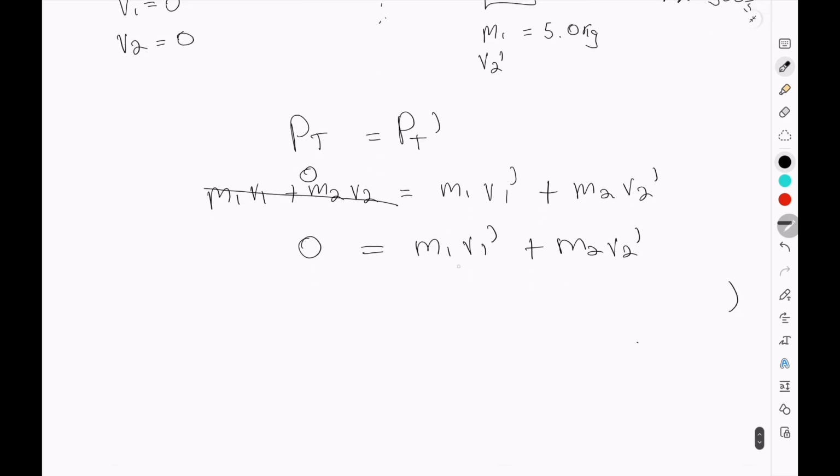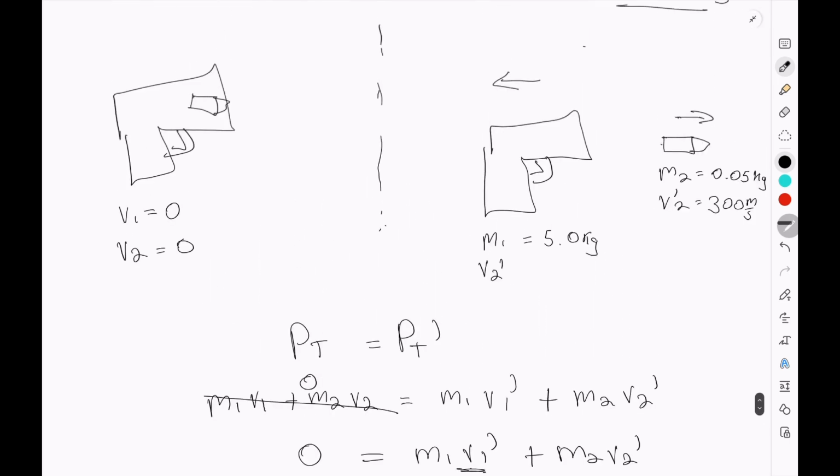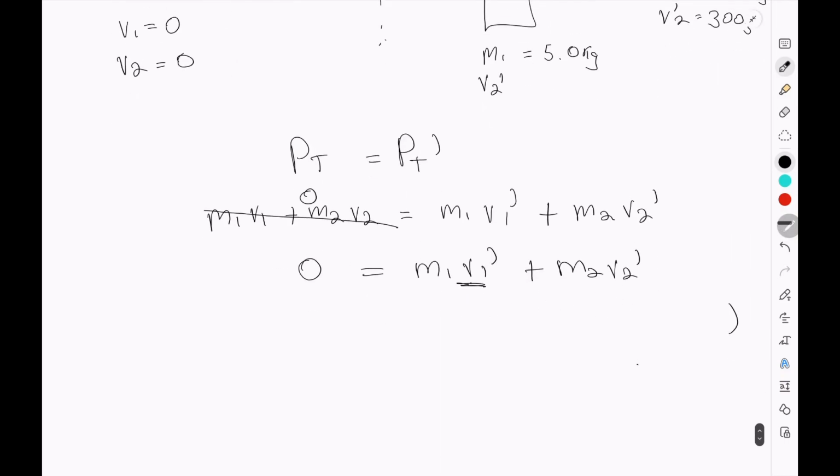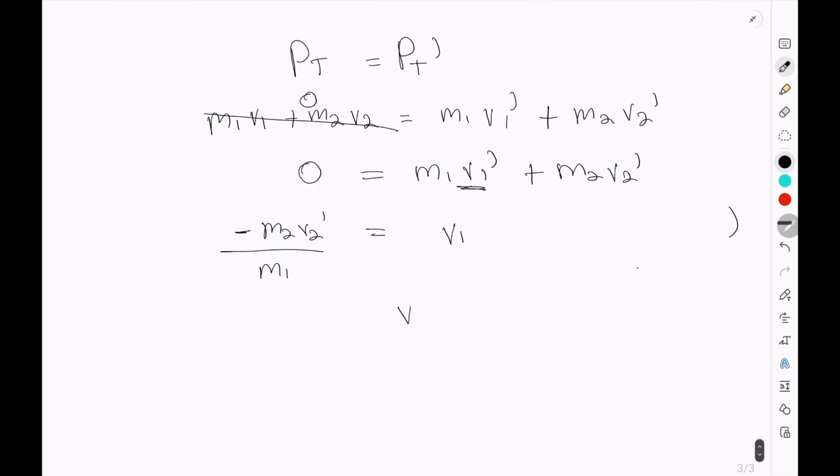We have to isolate for v1. We're trying to find the velocity of the gun, right? So v1 prime is equal to negative m2 times v2 prime over m1. We plug in the numbers.